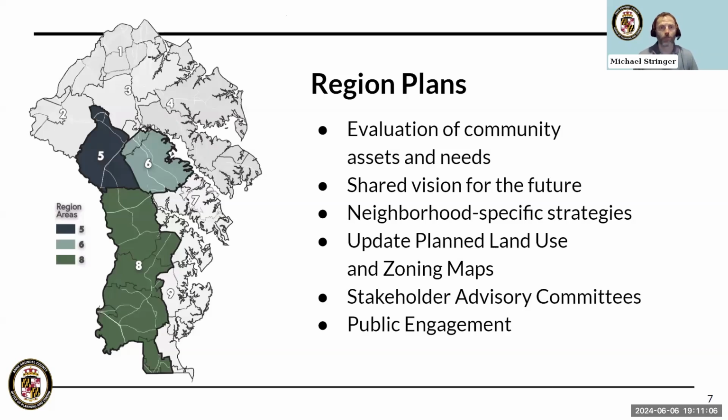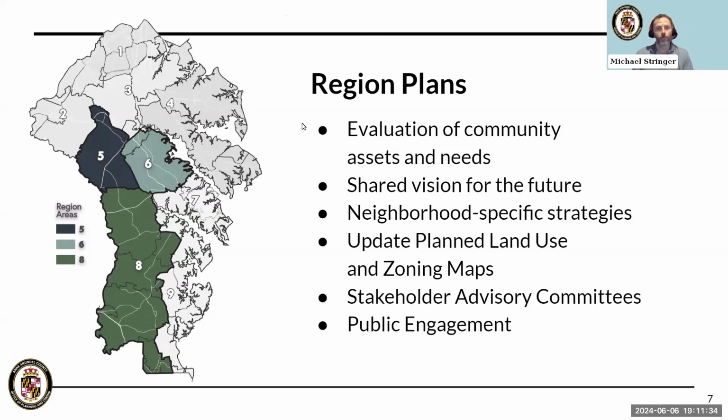We've approached these 9 plans in sets of 3. So the first 3, regions 2, 4, and 7. 2 of them actually have been adopted, and region 4 is currently in front of the county council. Regions 1, 3, and 9 have been active over the last year, with stakeholder advisory committees meeting for those, and materials going out as draft for the public to review. And those will be scheduled to go to the council early next year.